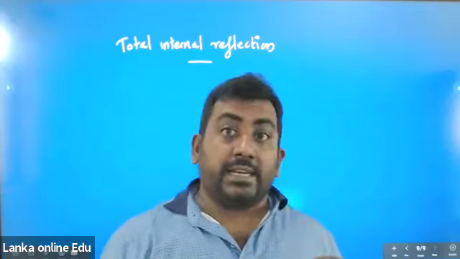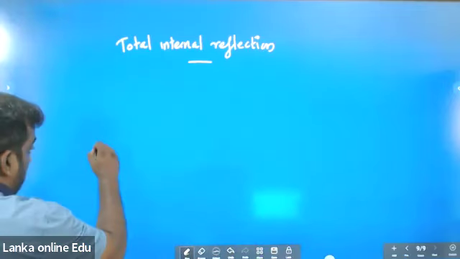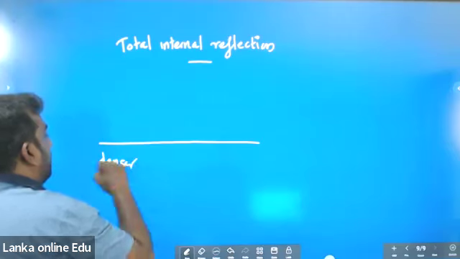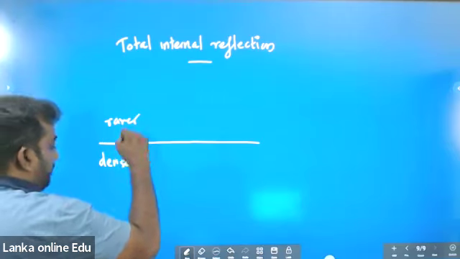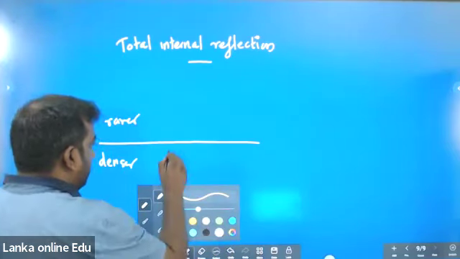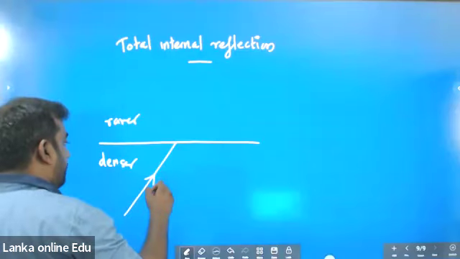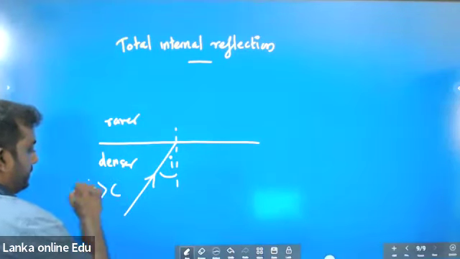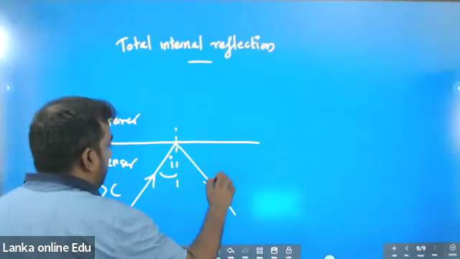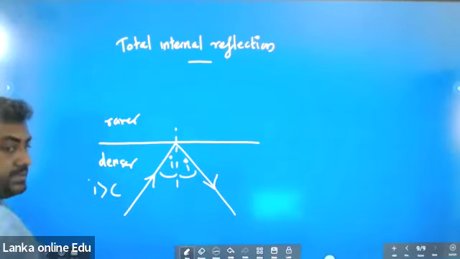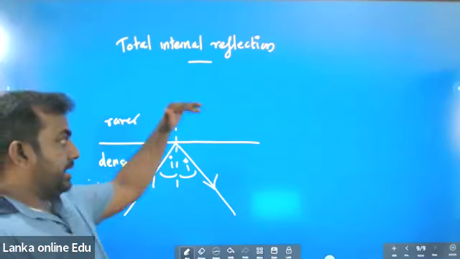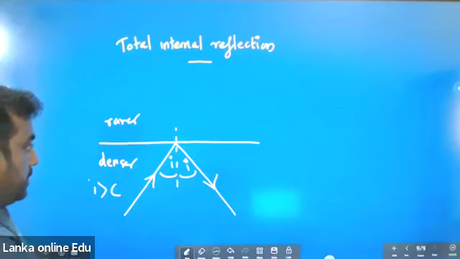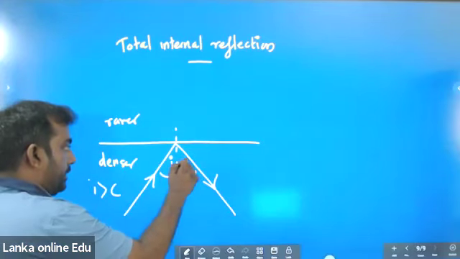When light travels from a denser medium to a rarer medium, if the angle of incidence is greater than the critical angle, total internal reflection will take place. That means no light ray will go out. Okay, no? That's right.